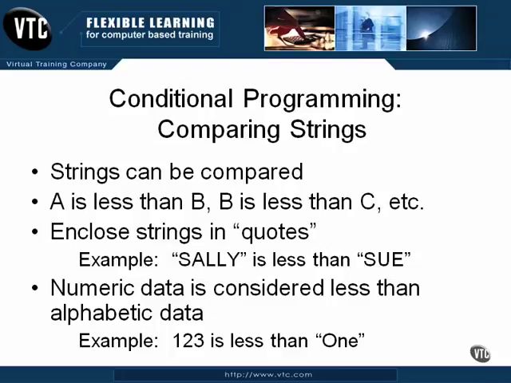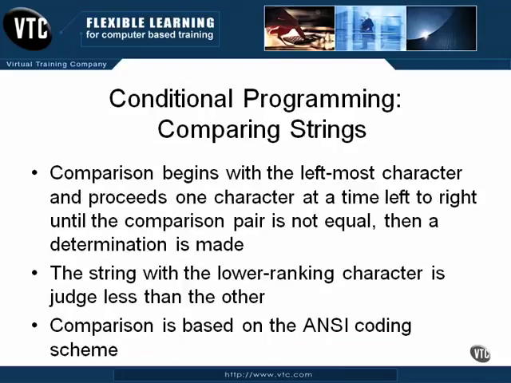The example "123" is considered less than the word "one," O-N-E. When comparisons take place, it happens left to right with the leftmost character and proceeds one character at a time until the comparison pair is no longer equal. Then a determination is made. Once again, that determination is based on the American National Standards Institute, or ANSI, coding scheme. The string with the lowest ranking character is judged less than the other.